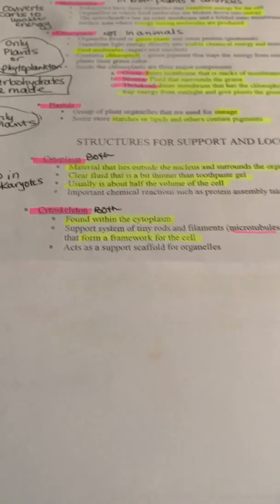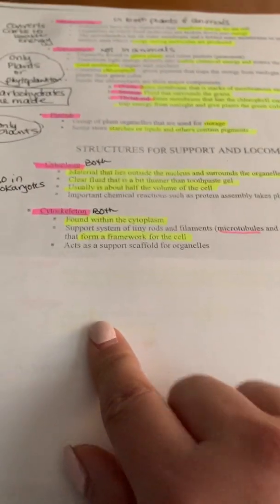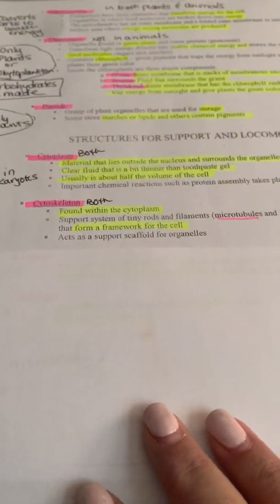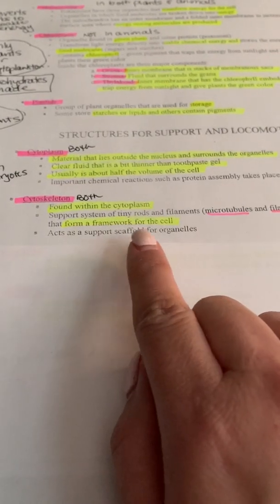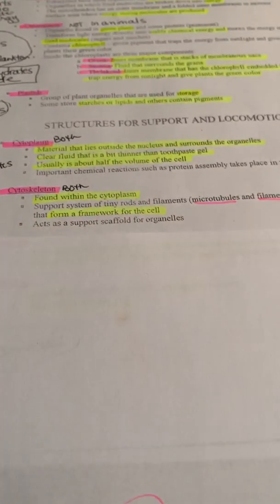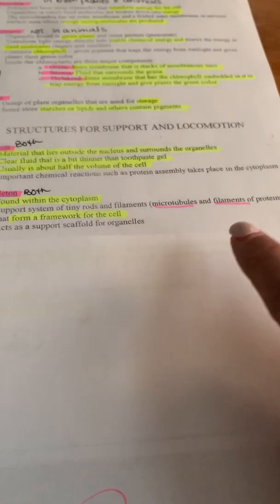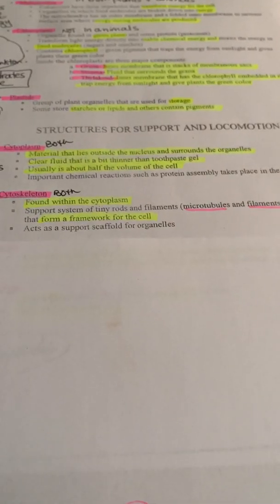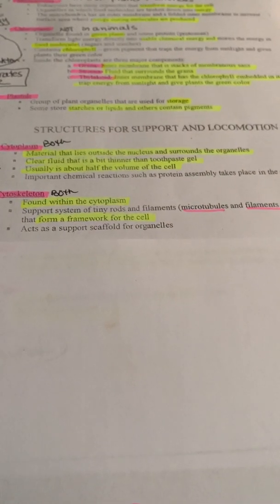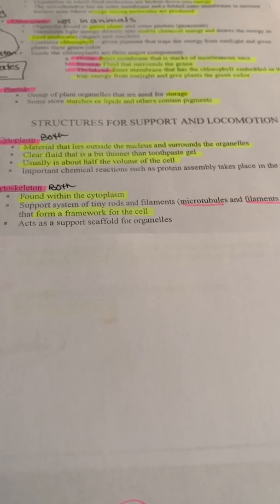Inside of that cytoplasm, most of the time they have a cytoskeleton. So it's in both plants and animals. It's found within the cytoplasm, and it's a support system of tiny rods and filaments called microtubules and microfilaments of protein, okay? And they form a network in the cell, and they act as a support scaffold. If you've ever walked down the street downtown and you see the window washers, they're standing on a scaffold. Sometimes high schools will use a scaffold to make bleachers. It's just a support system for the organelles.